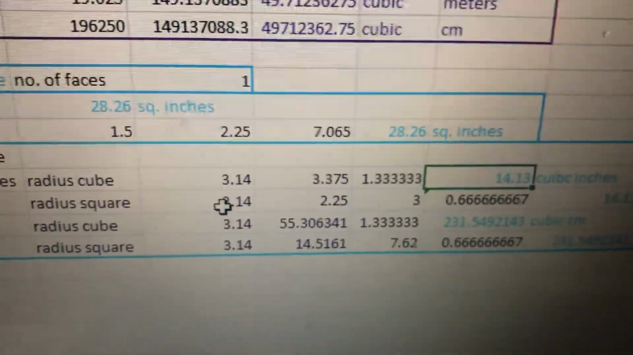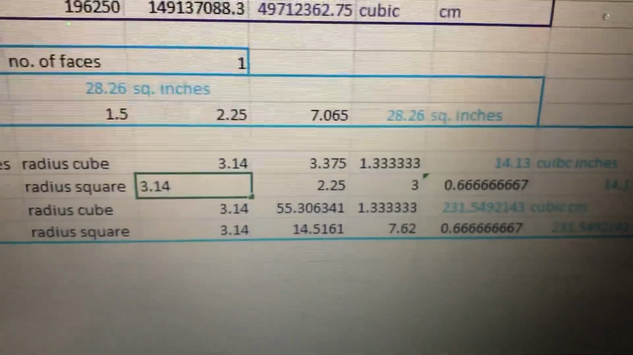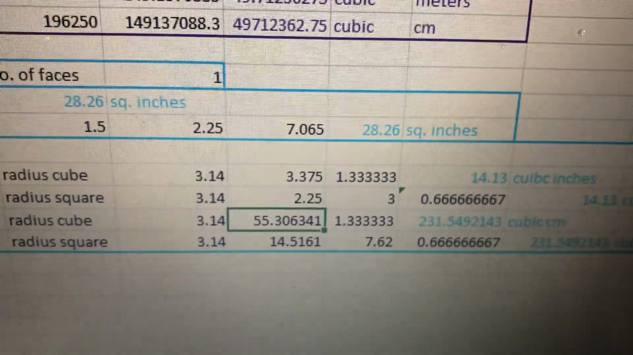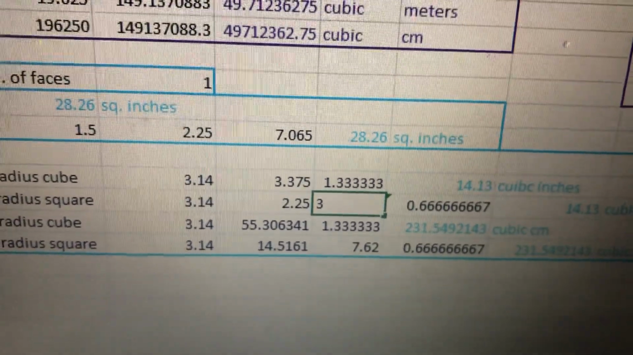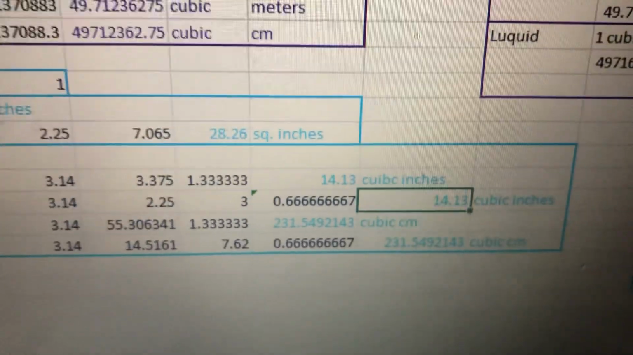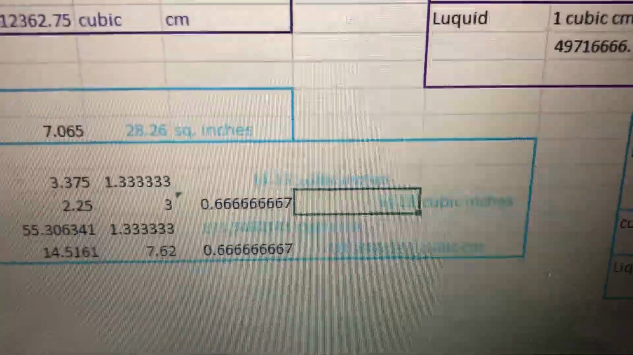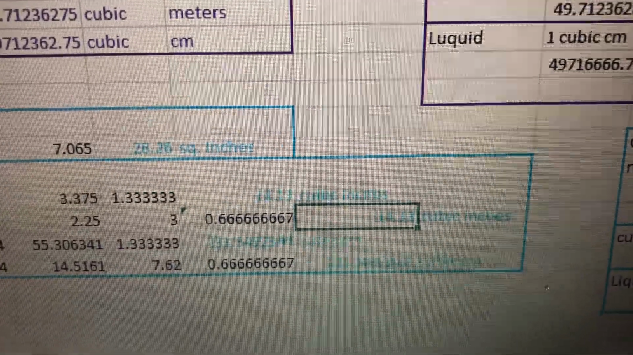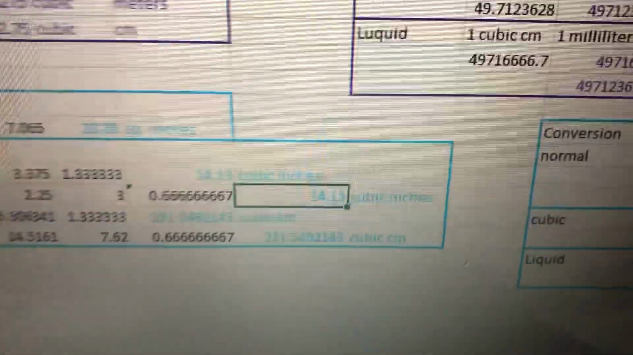Di ba remember we all start with the constant value of pi, which is 3.14. Tama? And then this one, squared ko to. And then we have to get the diameter. Multiply with the diameter. And then 2/3. Then when I product everything, tama, we should get the same answer din, which is 14.13 cubic inches. Alright? Now, here's the catch.